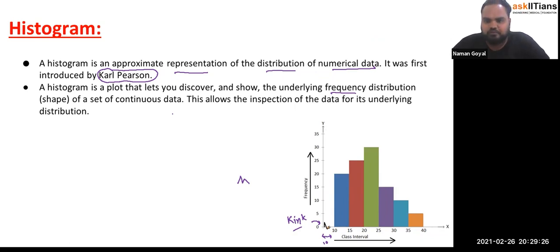See, this is the midpoint we have to take. We have to take this midpoint, this midpoint, this midpoint, this and this. So if I join these midpoints, then we get a polygon graph easily. Got it? So that's why it's given as a frequency distribution.